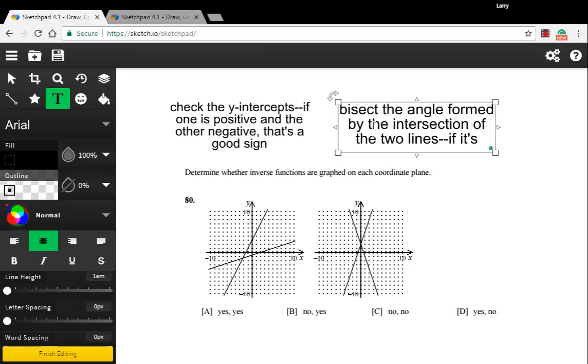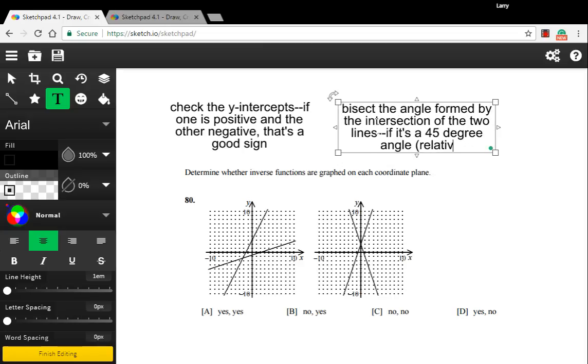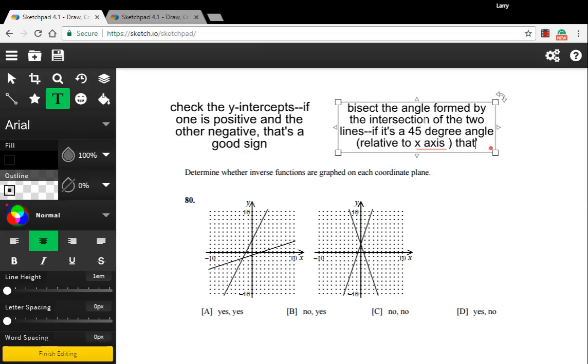If it's a 45-degree angle, and that would be relative to the x-axis, and that first condition is met, then you're good to go. So the way I would do this if I just had graphs, first of all, I would check to see, is there one intercept that's positive and one that's negative? If I look at the second one, they're both positive. I can just reject that right off the bat. I don't need to worry about it.